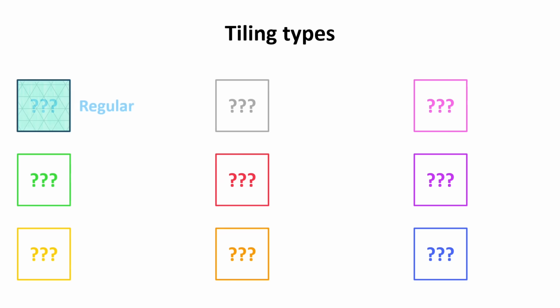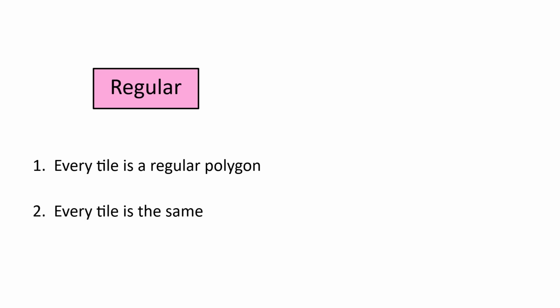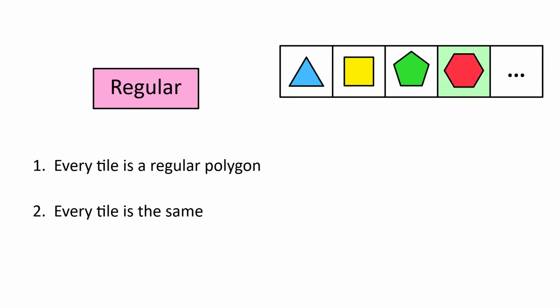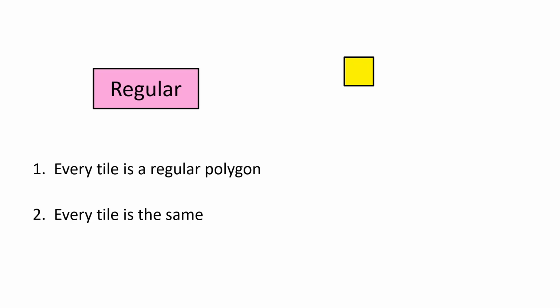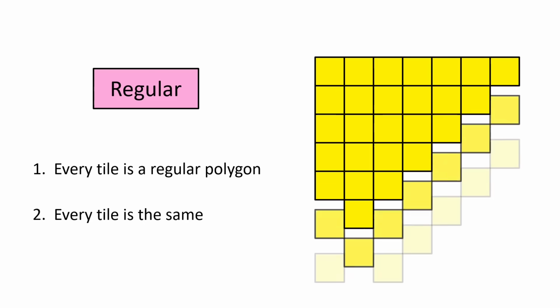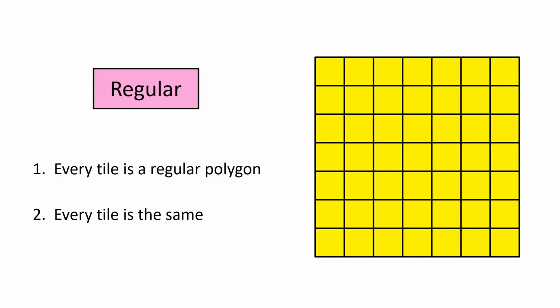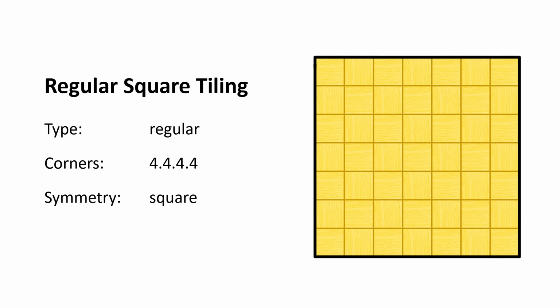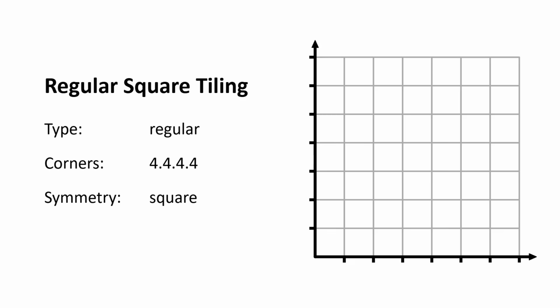First are the regular tilings, which have two main requirements. Every tile must be a regular polygon, and every tile must be the same shape. Combining these, it's pretty simple to form regular tilings. Just pick a regular polygon, and then repeatedly attach it to copies of itself. With squares, you could fit 4 around a corner, which results in this, the regular square tiling.